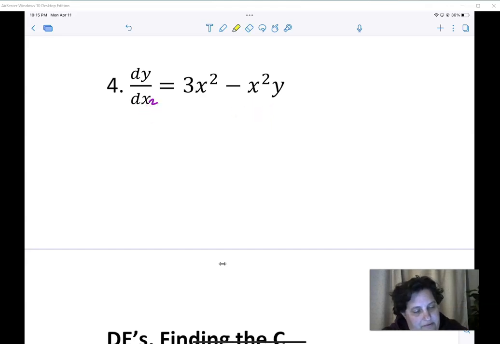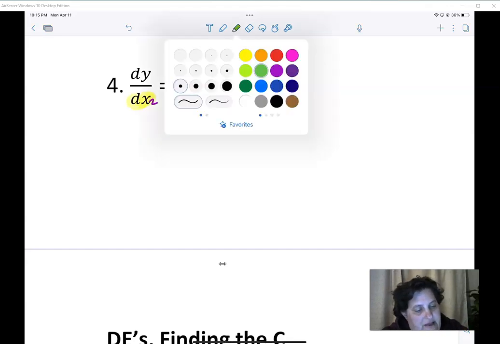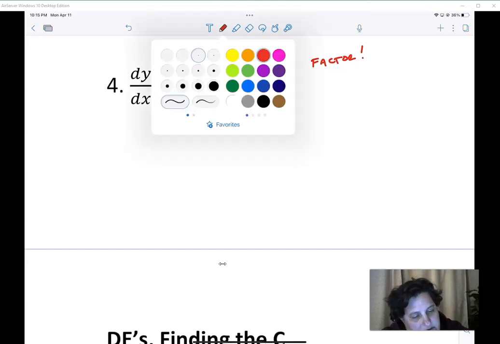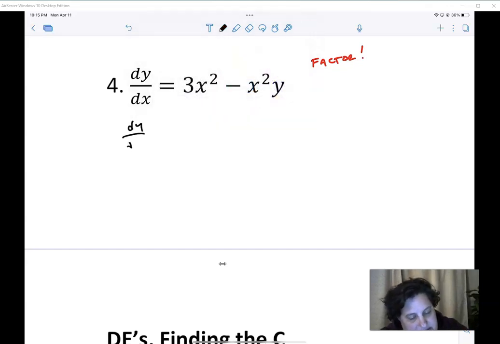Okay. But here's a problem. I have an x squared there and an x squared there with my dx, but then I have a y and my dy. So what are we going to do? Well, one of the things that's going to work with some of these harder equations is if we can factor it first, right? So let's take a look. Let's call this, again, still dy dx. I can take out an x squared.